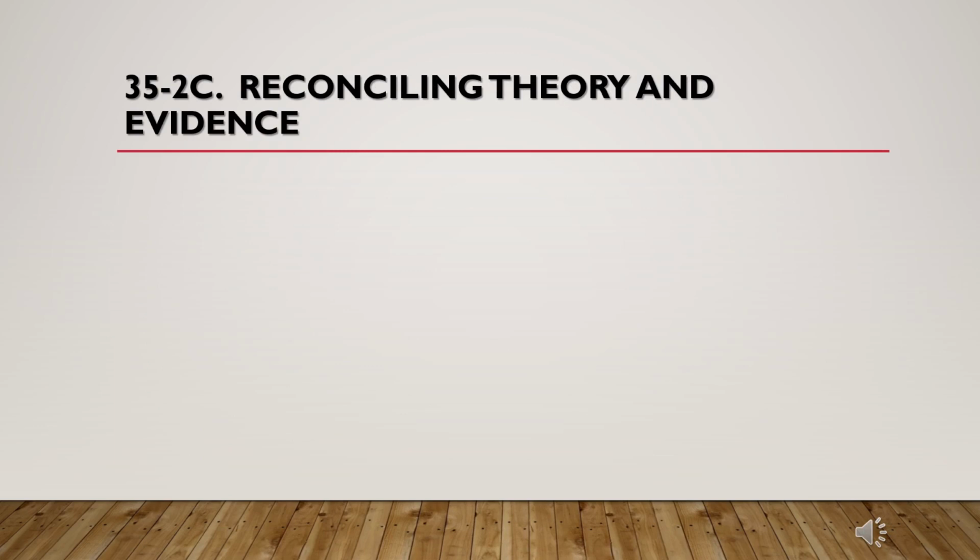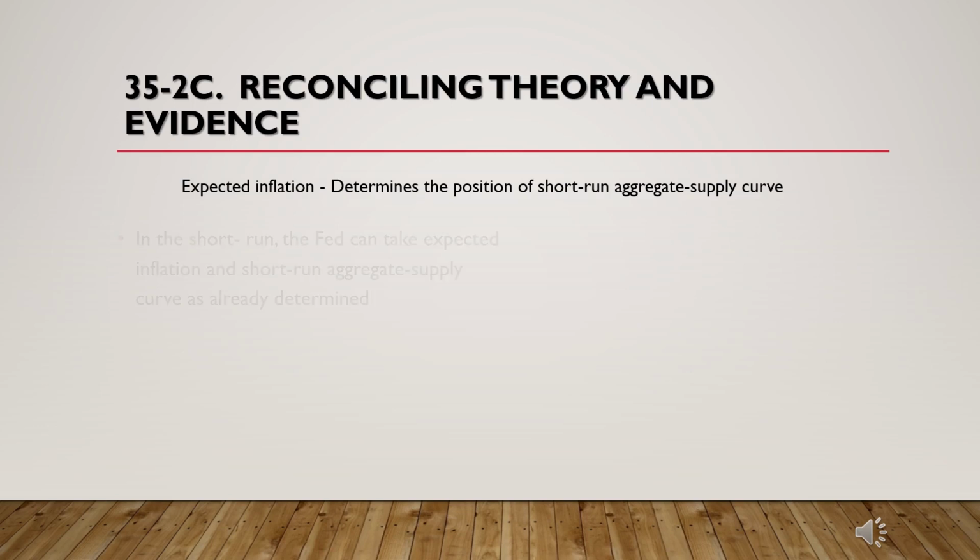You might ask, why should anyone believe that policymakers faced a vertical Phillips curve when the world seemed to offer a downward sloping one? Should this lead us to reject monetary neutrality? So, economists Friedman and Phelps introduced a new variable into the analysis of the inflation-unemployment trade-off, which is expected inflation. Expected inflation measures how much people expect the overall price level to change. It determines the position of the short-run aggregate supply curve.